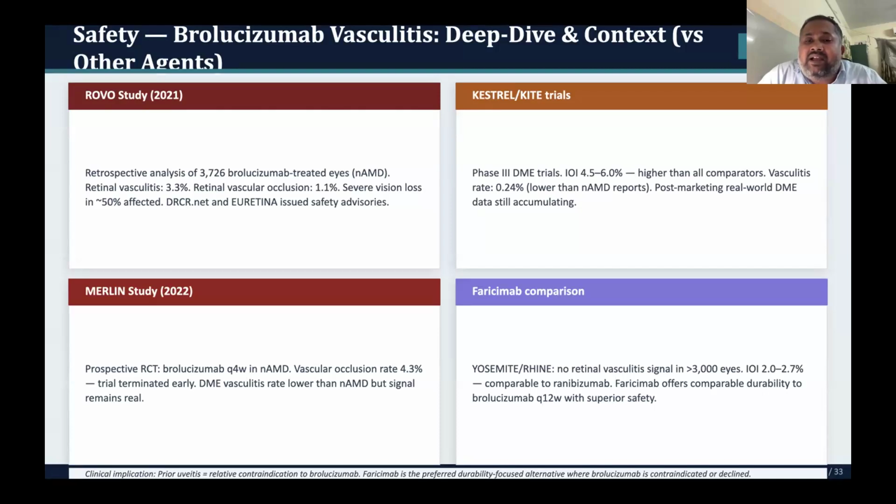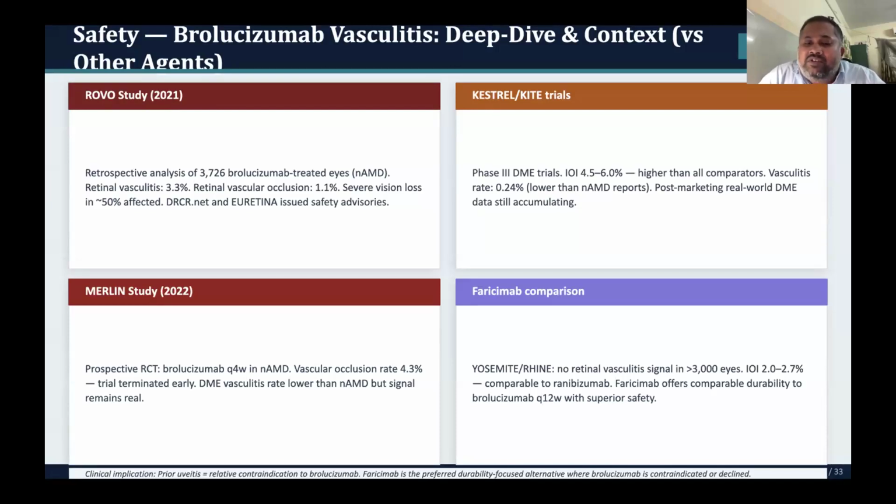Now, when we come to the KESTREL and KITE trials, the phase 3 DME trials, the IOI was 4.5 to 6%, higher than all comparators. Vasculitis rate was 0.2%, lower than nAMD reports, but still significantly high. The post-marketing real-world DME data is still accumulating.